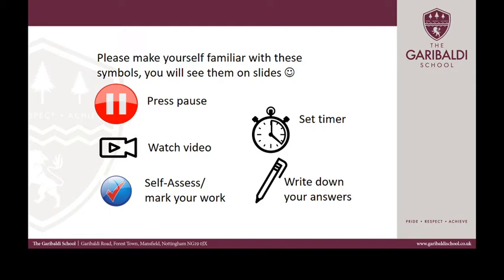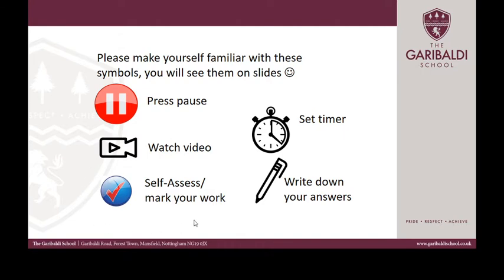So today, before we start the lesson, we need to make sure that you're familiar with all these symbols because you will see some of them on your slides. So we have the press pause button. If you see it, you need to pause the video and do the task that you've been asked to do. There's a set timer. This is so that you don't spend too long on a slide or too little time on a task. You will see the symbol which means write down your answers. If you're at home, you need to do it on the Teams document. If you are at school, you do it on a whiteboard or in your book.